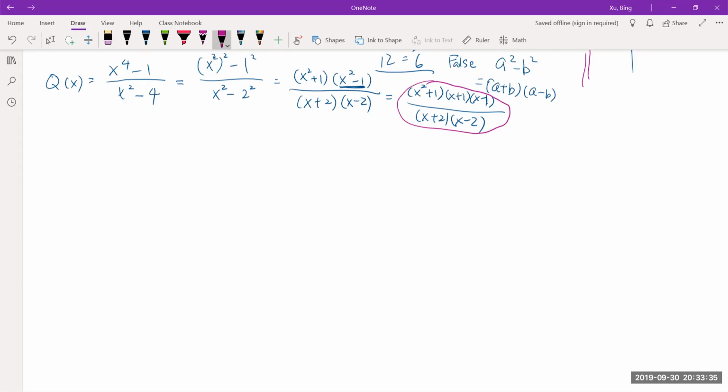Okay, so now this is fully factored, the top and the bottom. We can't cancel out anything, right? We don't have any common factors. That means your graph has no holes in it. Now let's look at the domain. The domain is all the numbers except for 2 or negative 2. So x cannot be negative 2 or positive 2.